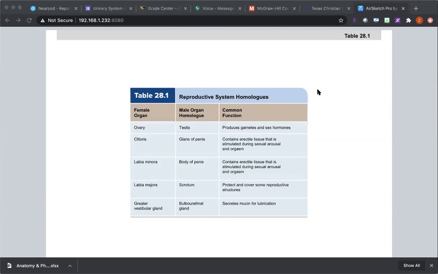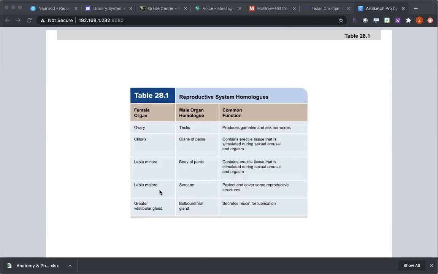Then some protective structures include labia majora in females and scrotum in males. These are going to protect and cover some reproductive structures. And then a couple of glands here, the greater vestibular gland and bulbourethral gland. These both secrete mucin, and this is going to aid in lubrication in males. The bulbourethral gland is also going to serve as a protectant for the urethra.